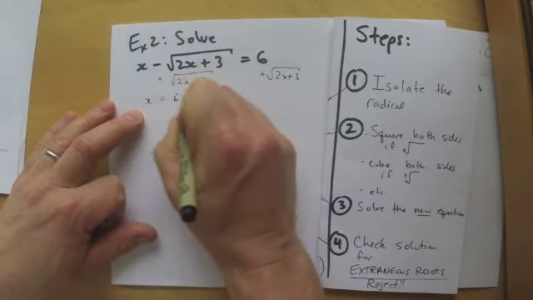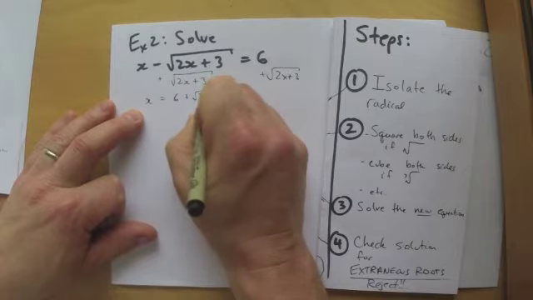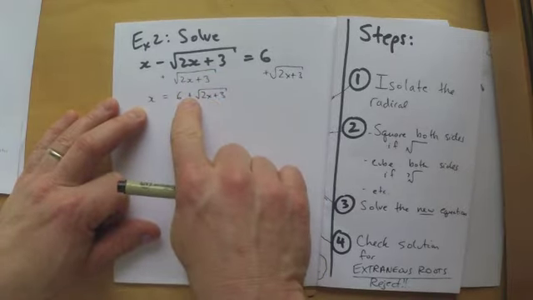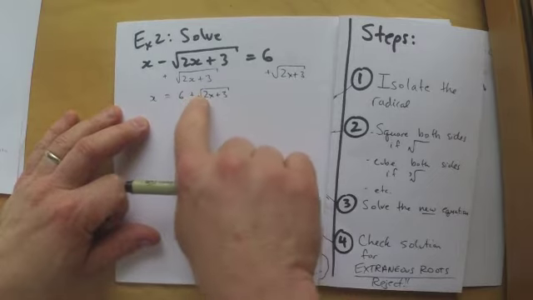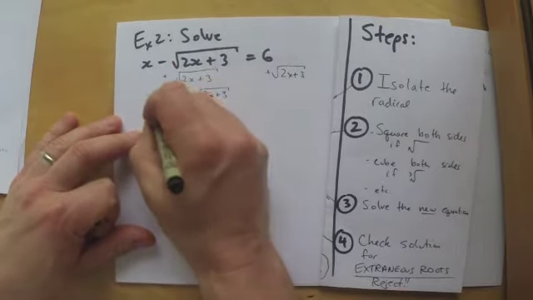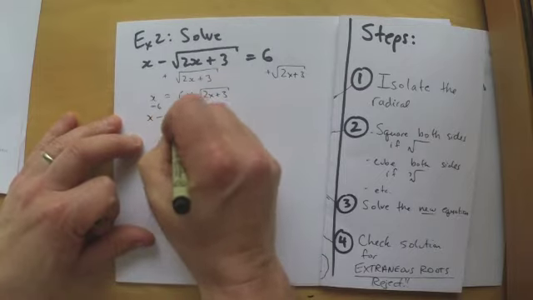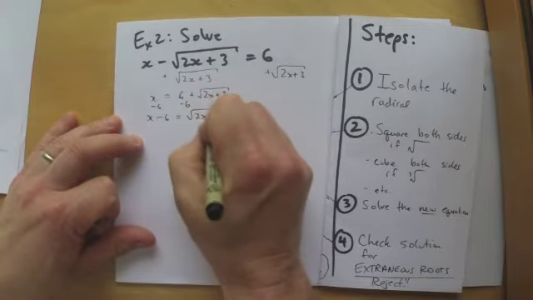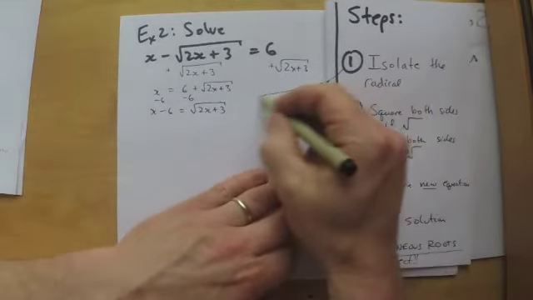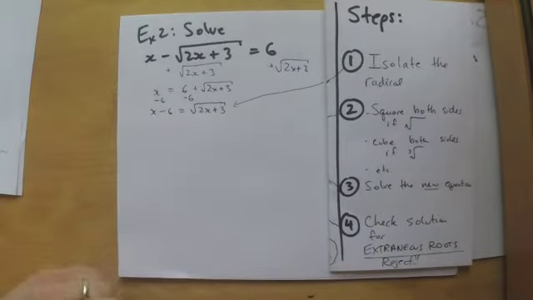So I end up with this. Now I haven't isolated the radical yet, but I've got the radical in a better state because the coefficient out front here is just an imaginary +1, not a -1. And then I have one more move of subtracting 6 to the other side. So there's my first step. I have isolated the radical.